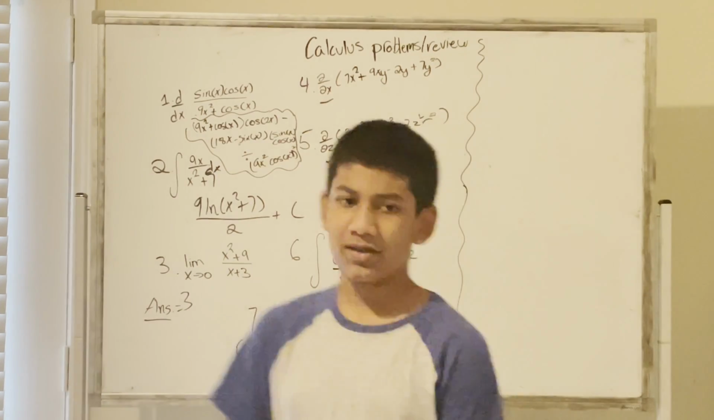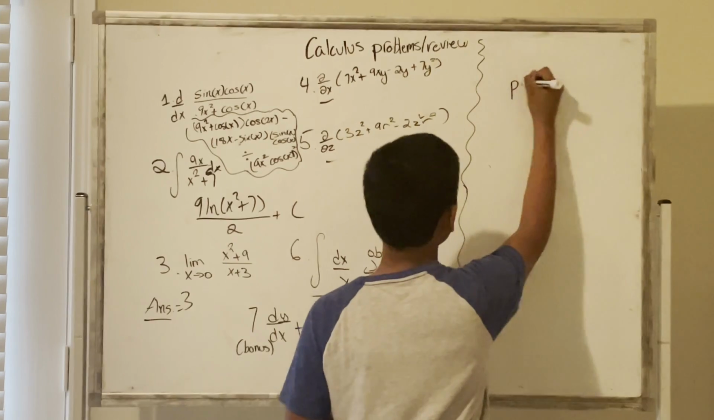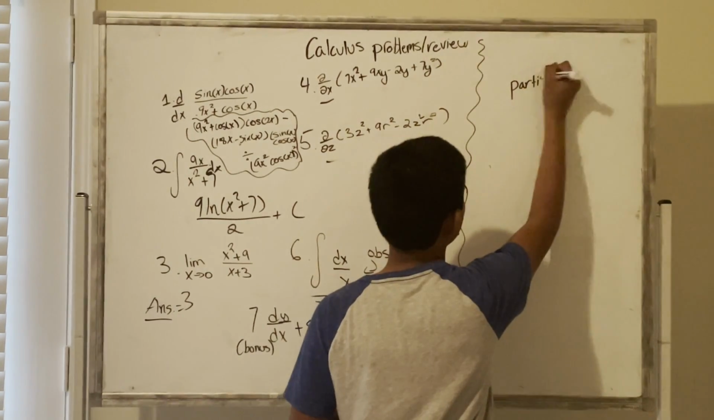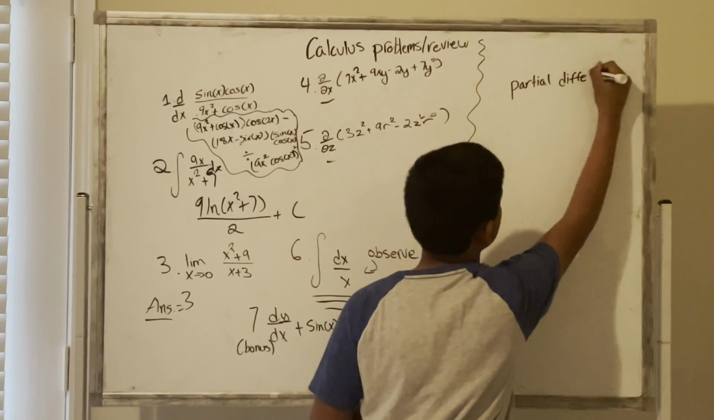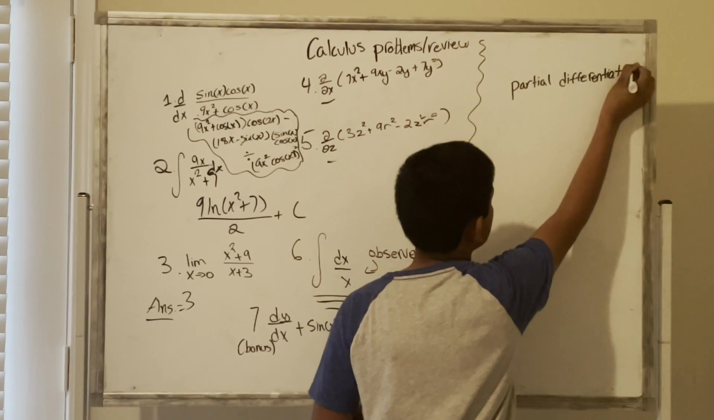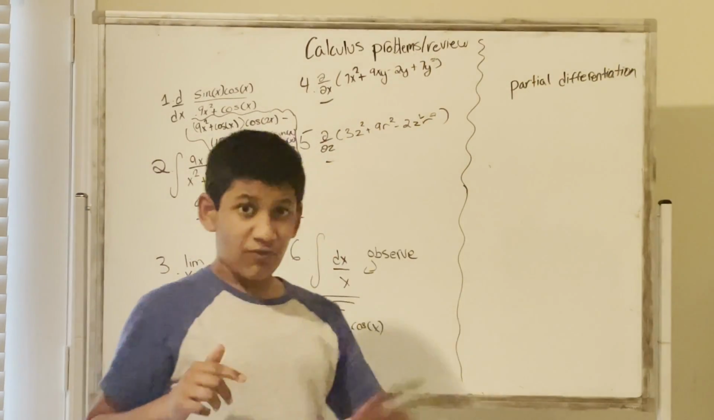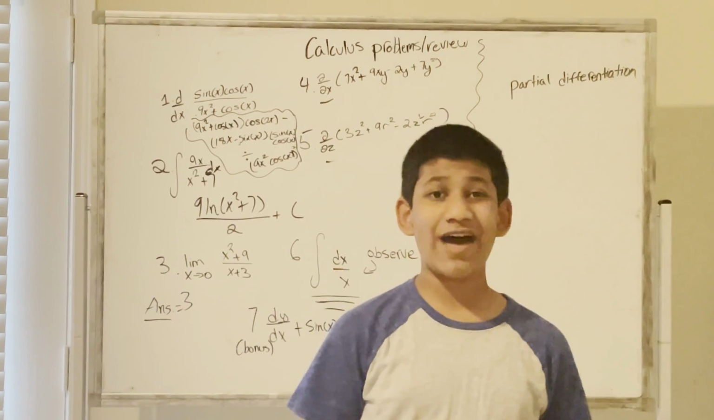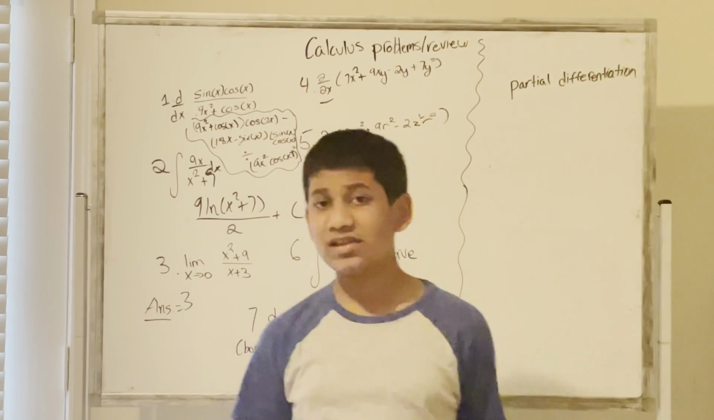So let's begin. First we're going to be dealing with partial differentiation. So what does partial differentiation mean? Well, for example, let's take physics. In physics, we have the Schrodinger's equation, which involves partial differential equations, and so on and so forth.